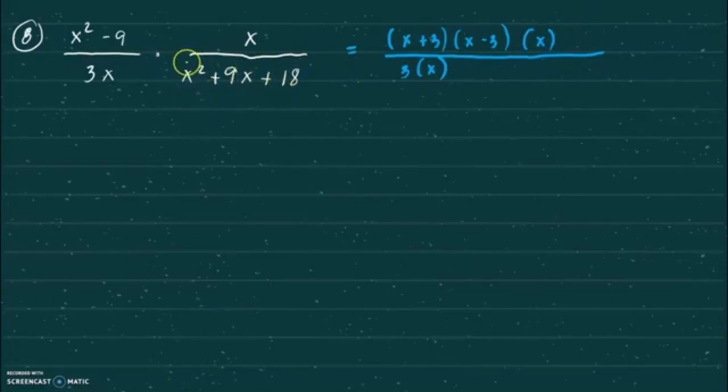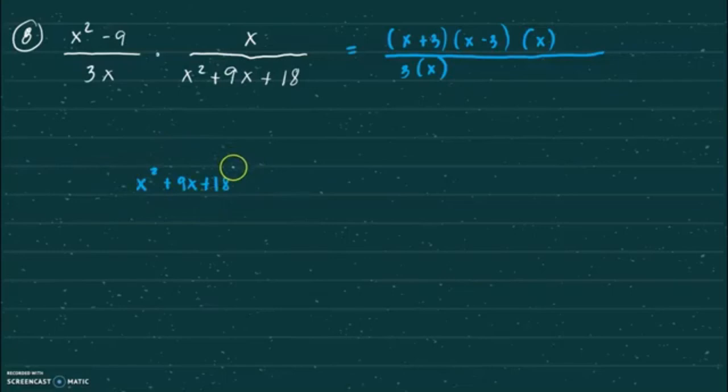Now, we notice that x squared plus 9x plus 18 is a quadratic trinomial, right? But this is not a perfect square trinomial because 18 is not a perfect square. Therefore, this is a quadratic trinomial where a is equal to 1. Now, how to factor quadratic trinomials where a is equal to 1? Let's have it here for review. So we have x squared plus 9x plus 18.